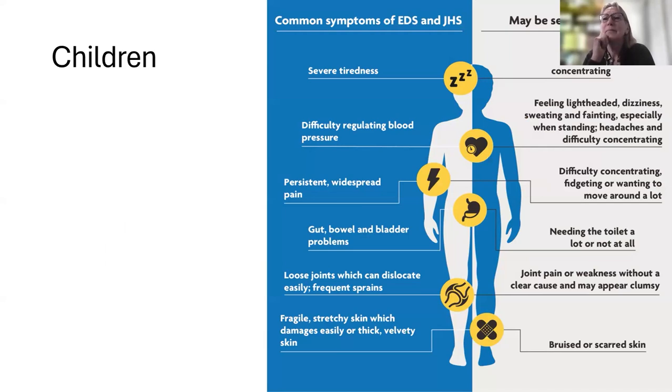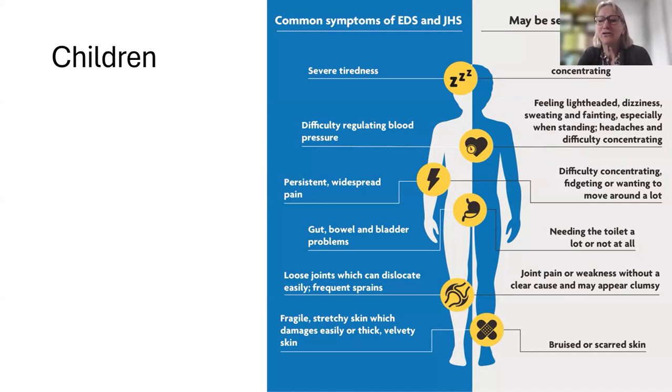And with children, as I said, it's often a little bit difficult to pinpoint what's going on. So severe tiredness could be present as concentration issues, inattention. The blood pressure issues could be lightheadedness, dizziness, sweating, fainting, headaches, difficulty concentrating, pain. And with children, the pain is often persistent. It's like a background pain all the time. And they often have difficulty explaining it or isolating it. And it can be seen as fidgeting, inability to sit still, hard to concentrate.